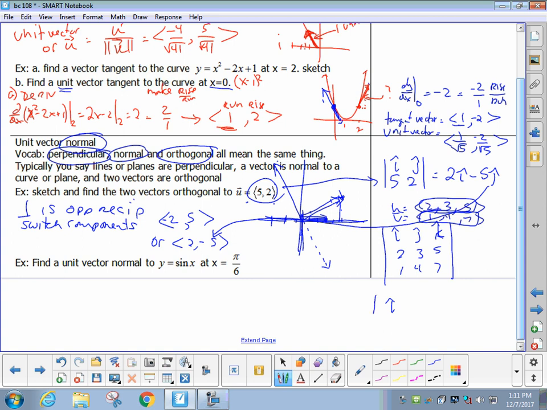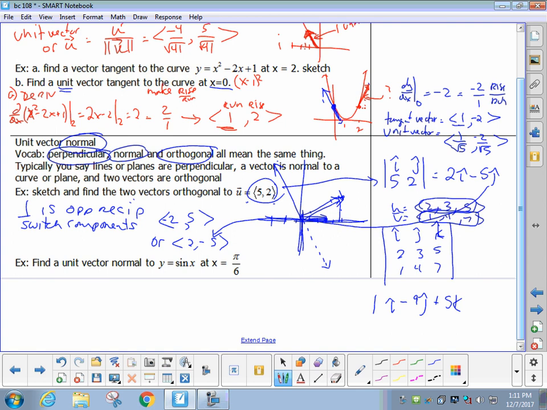Cover up the i row and column. 21 minus 20, that's i. Okay, now j hat is a negative. Don't you want to take a row? No, you want i, j, k. Normally you can choose, but here you have to choose. And then you just cover it up. So negative 14 minus 5, so that's negative 9 j hat. And 8 minus 3 is 5k hat. That vector is orthogonal to those two.